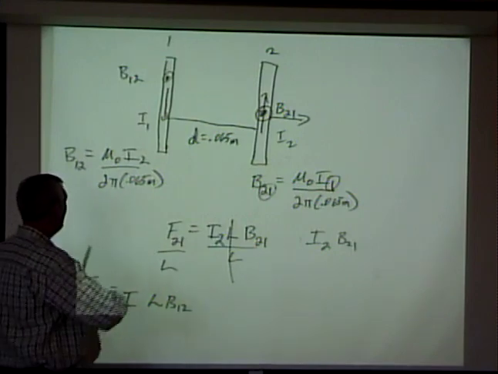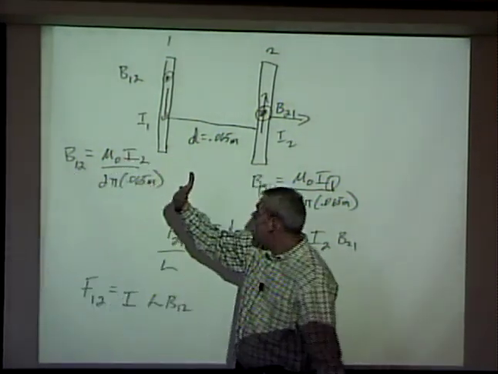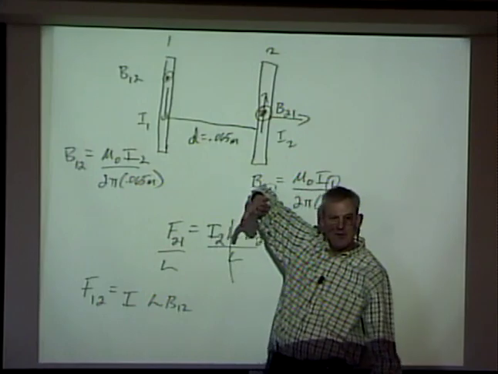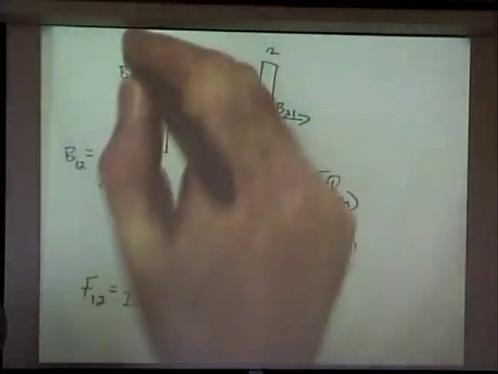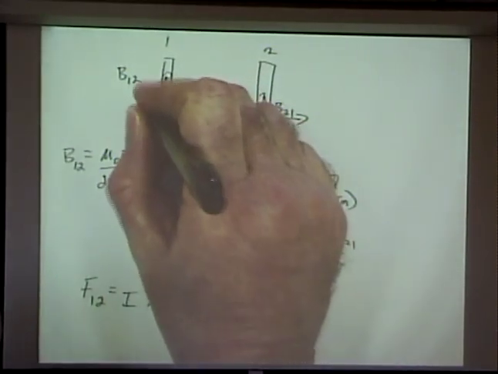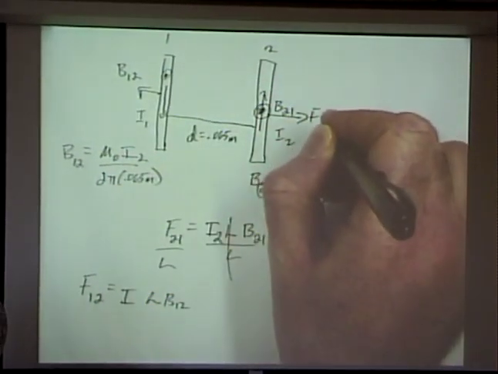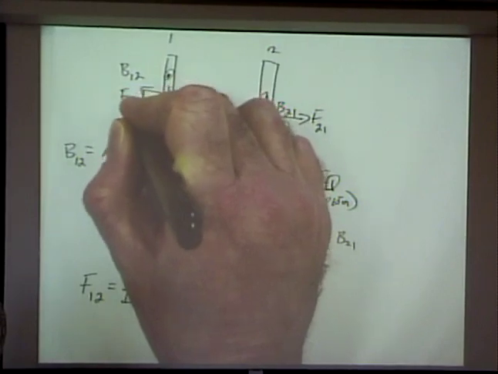Okay, now which way is that force going? He's coming out at you. The current's going down, so which way is the force going? Out that way. Right. So the force looks like this. So this guy has a force here. Here's the force 2 on 1. Here's the force 1 on 2.